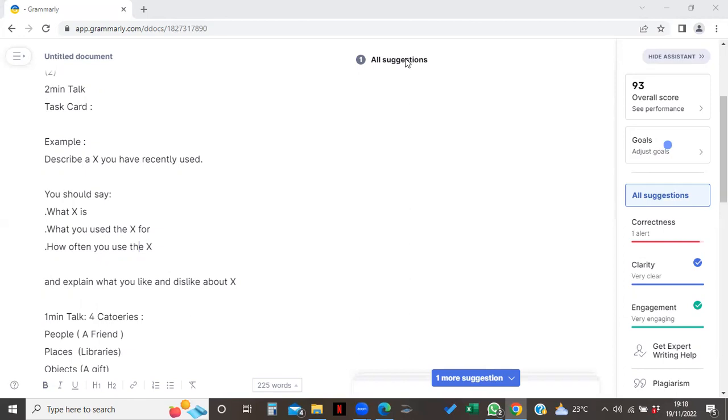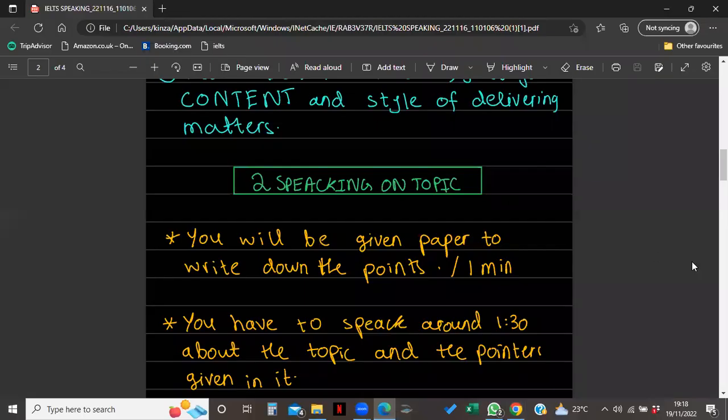Because your content should be 100% given, right? Whether you're talking small, whether you're talking large, anything like that. But in that limited time, you have to explain all these pointers in detail. You have to talk about it. You don't just say it in one word, right? You have to expand on it. Okay, and I will be giving you examples also, so no worries.